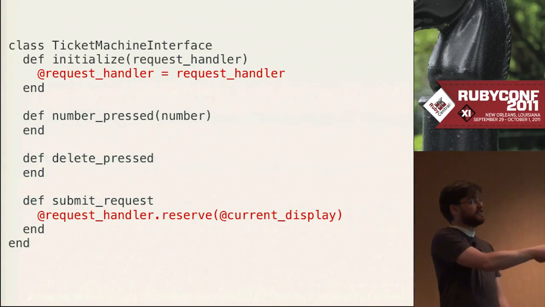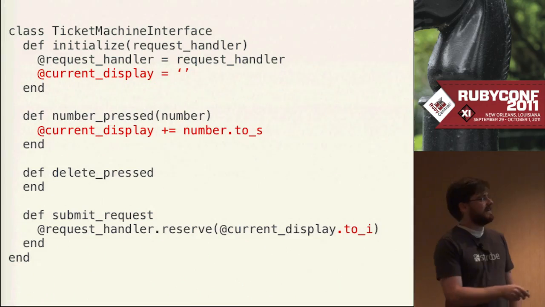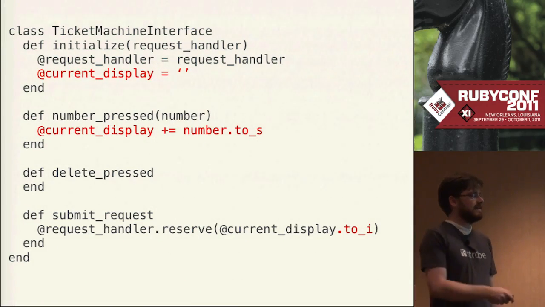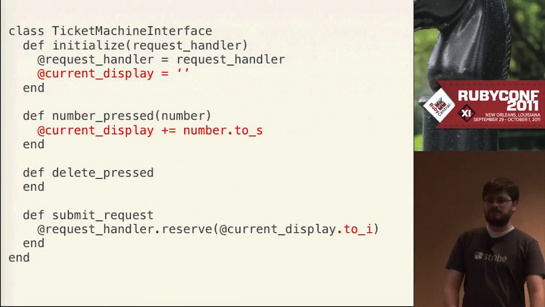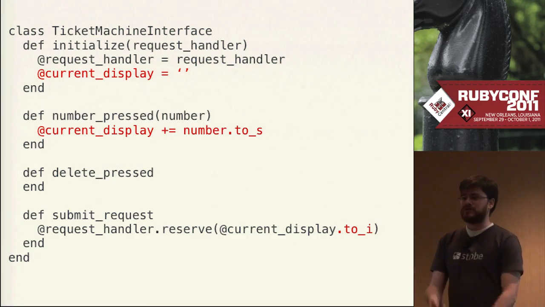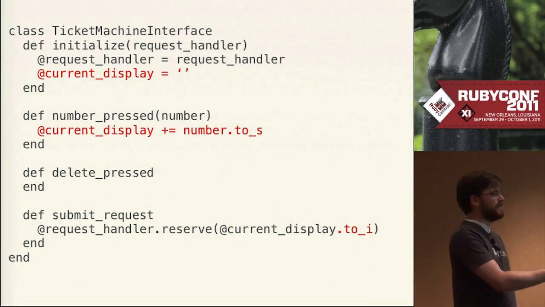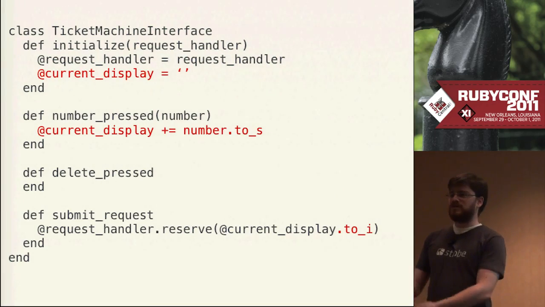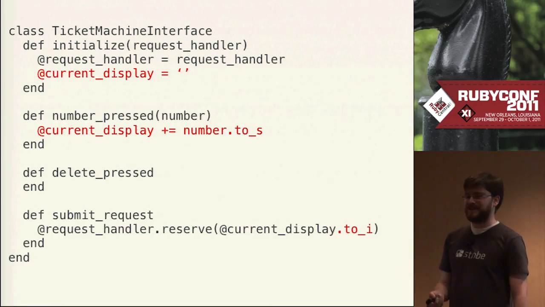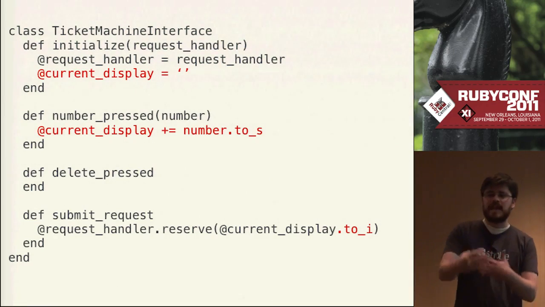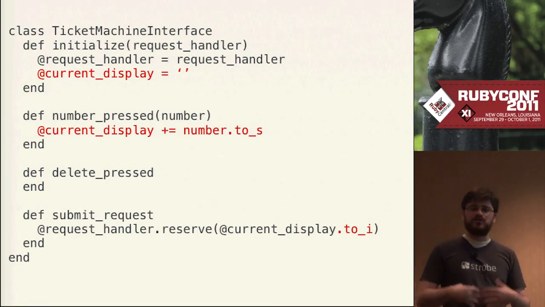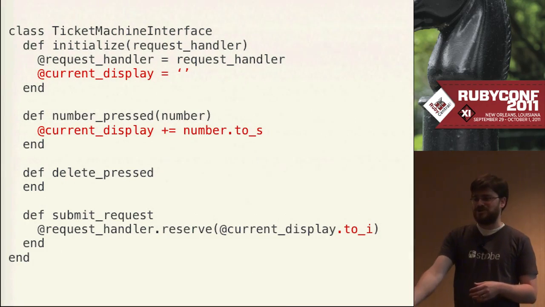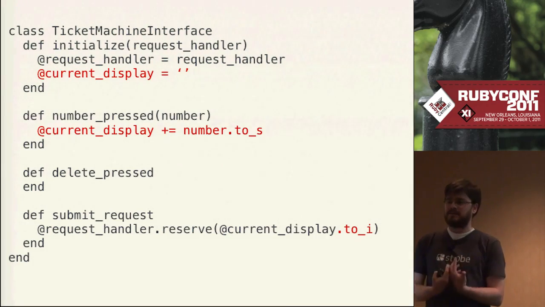And so I add an internal state current display, and I say number pressed. When that happens, add that to the current display, and when I send it, I want it to be an integer. By the way, you'll notice this is not complete code, because if I were to just immediately push submit request, what's it going to send? An empty string to_i. Guess I need more test cases, right? But you see, this is the same sort of thing in the way that you do TDD normally. The only difference is you're asserting on a message instead of asserting on the state of the object.